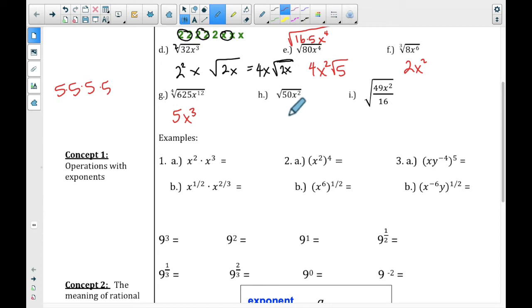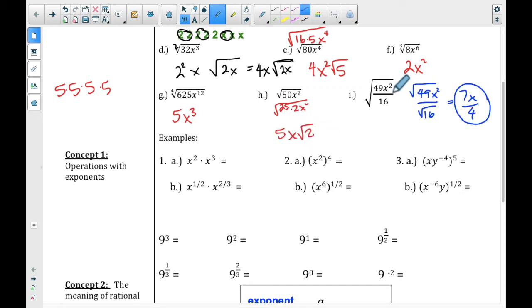Remember, if it's not a perfect square, this is like 25 times 2. And then we still have our x squared. So 25 is a perfect square. x squared is a perfect square, and the 2 gets left over. Finally, when we have fractions, what we do is we take the square root of the numerator and the square root of the denominator. So the square root of the numerator is 7x, denominator is 4.